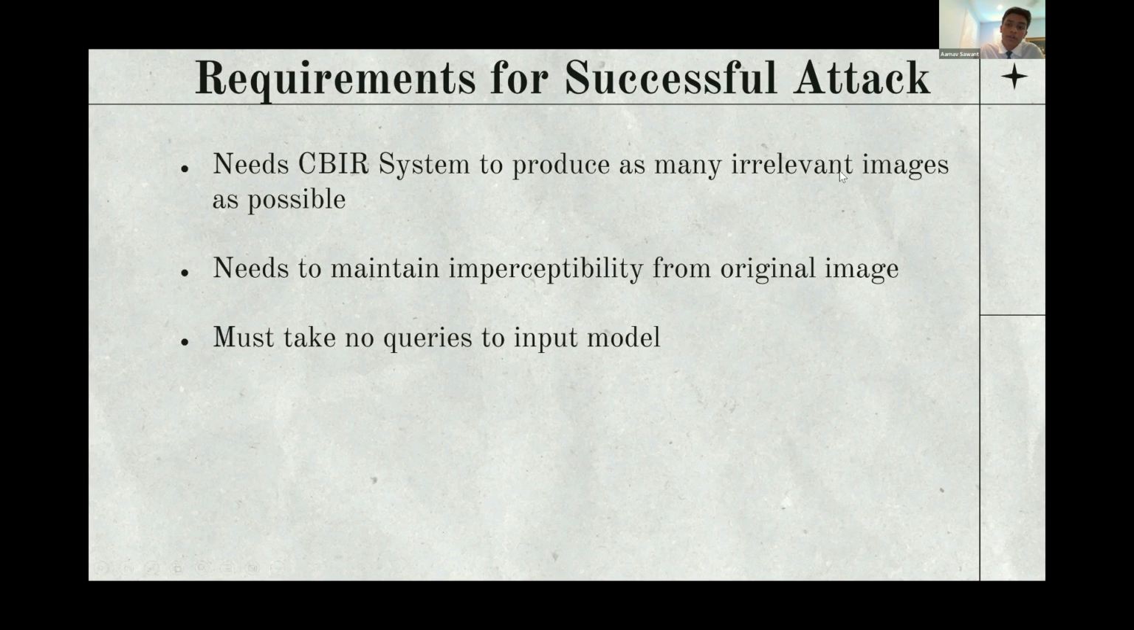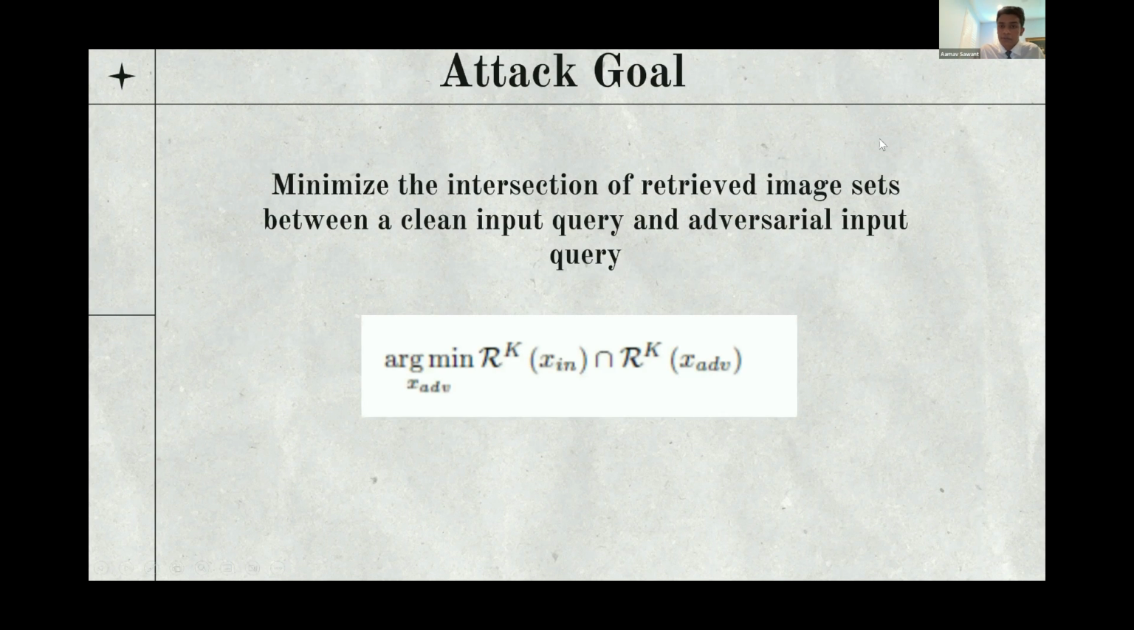The next thing is we want to maintain imperceptibility from the original image. We don't want to completely destroy the new image to the point where it doesn't resemble the original image. And the last requirement, which we add for this project, is that it must take no queries to the input model. In the case of digital rights management, you simply submit the image to the CBIR system and you cannot continuously query the target model. This is much different than past research in image retrieval. So more precisely, for the attack goal, we can formulate it as minimizing the intersection of retrieved image sets between a clean input query and an adversarial input query.